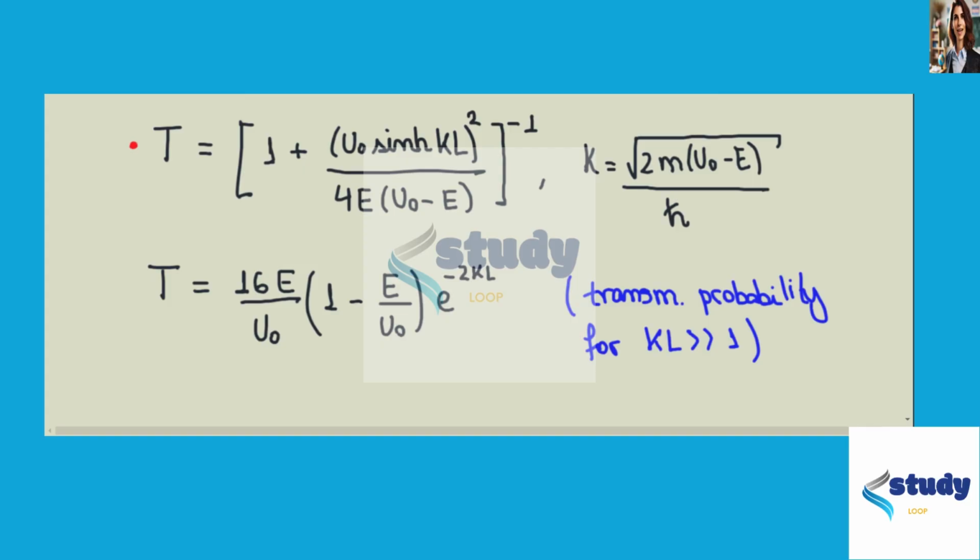In this exercise, we have a more general transmission probability, T, that's given here on the first line, by 1 plus u0 times the hyperbolic sine of KL squared divided by 4e u0 minus e to the minus 1, where u0 is the height of the potential barrier, e is the energy of the particle, L is the length of the potential barrier, and K is equal to the square root of 2m times u0 minus e divided by h bar.